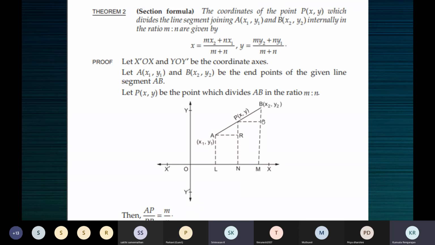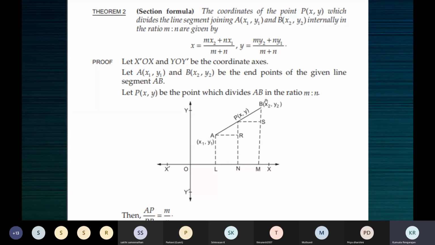What is the height of BM? It is Y2, ma'am. And PN is Y. So BS is Y2 minus Y, because it is BM, which is Y2, minus SM. SM is nothing but PN, which is Y. So Y2 minus Y.